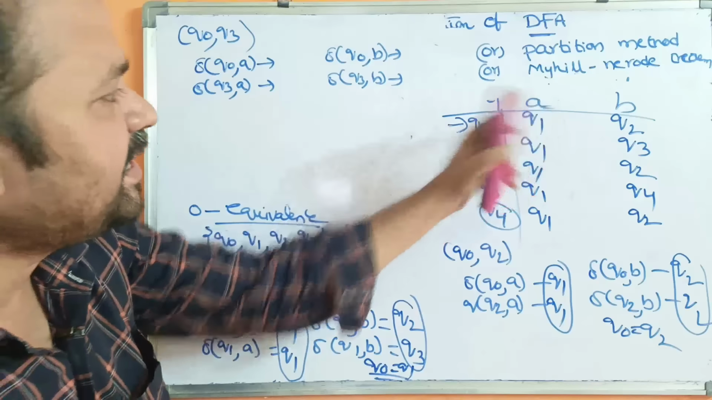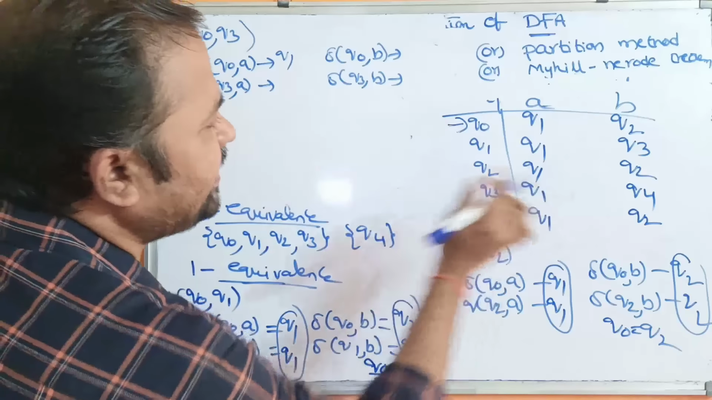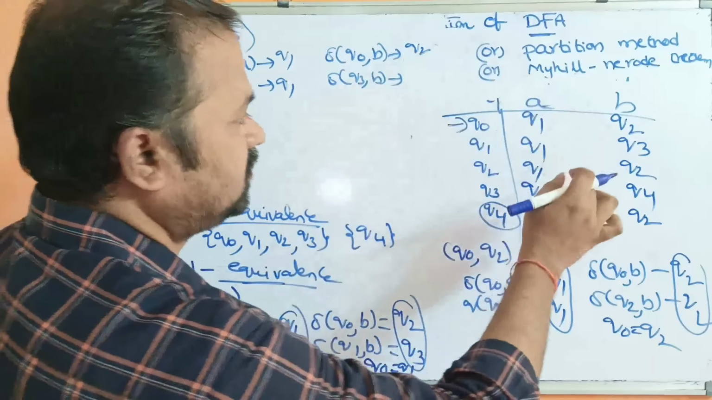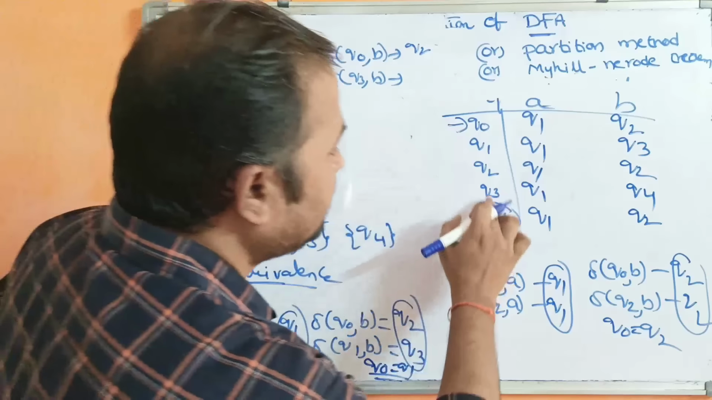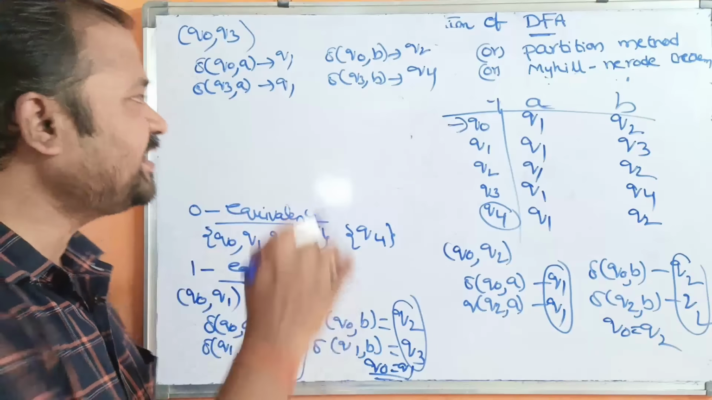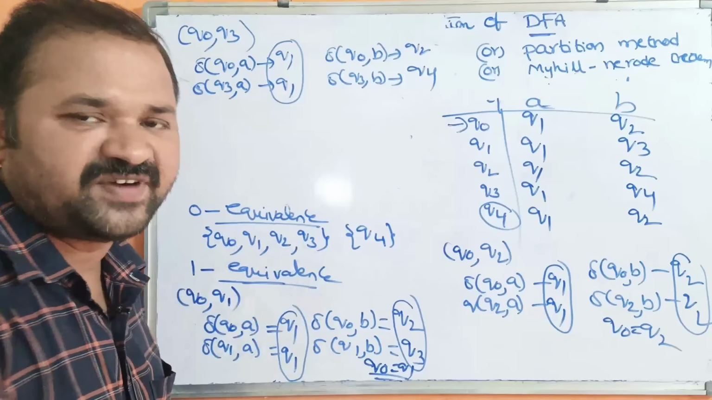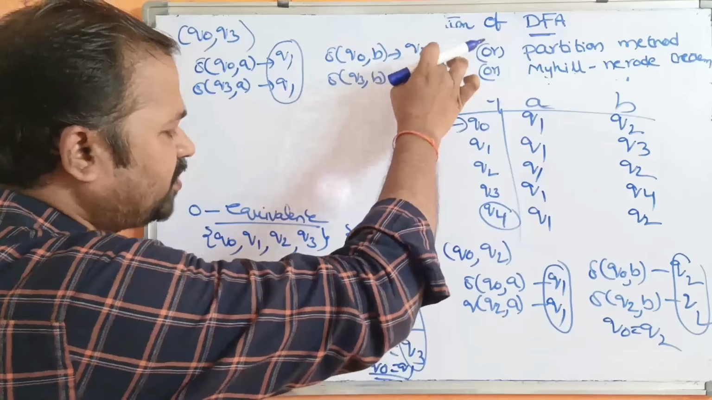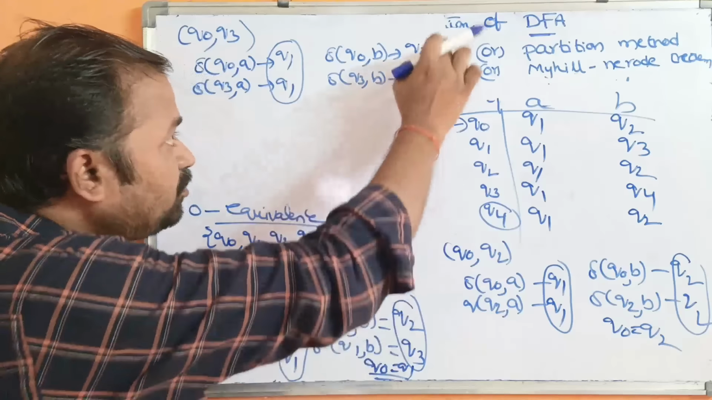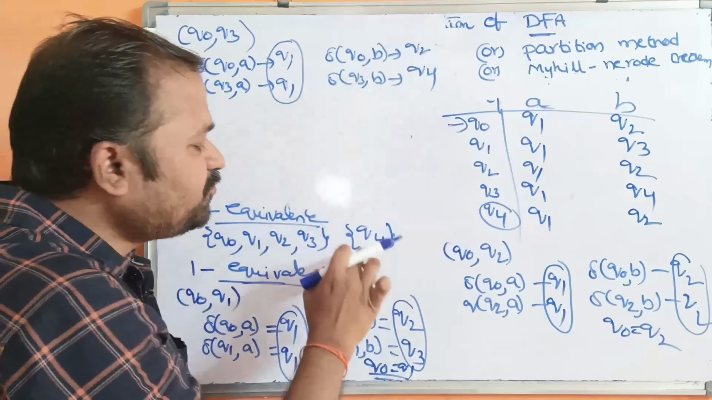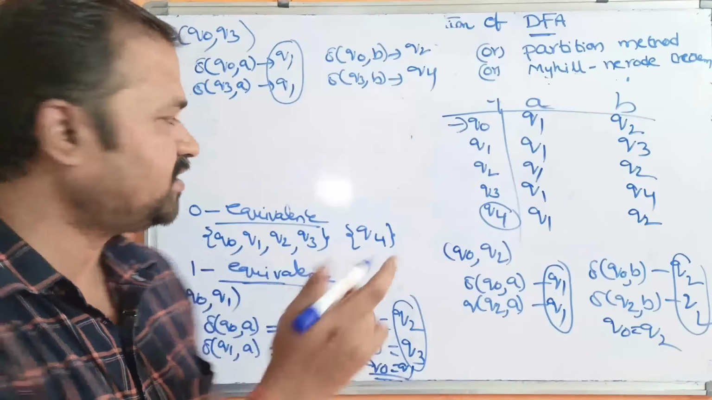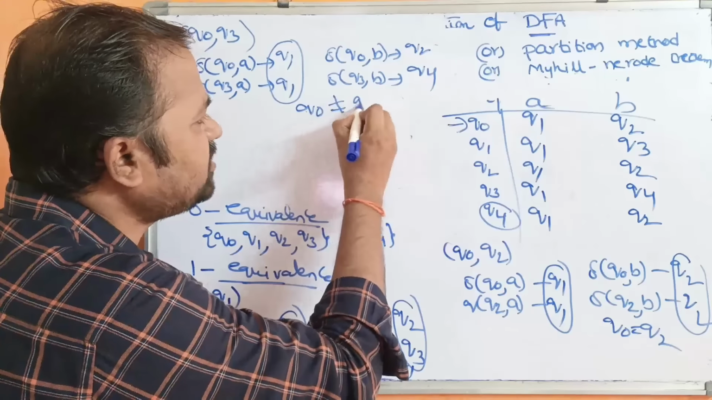So what is Q0 comma A? Q1. Q3 comma A is also Q1. Next, Q0 comma B means Q2. Next here the state is Q3. Q3 comma B means Q4. Q1 is a single state, so there is no problem. It will be present in only one set. But if we observe Q2, Q4: Q2 is present in one set, whereas Q4 is present in another set. So we can say that Q0 and Q3 are not equal.